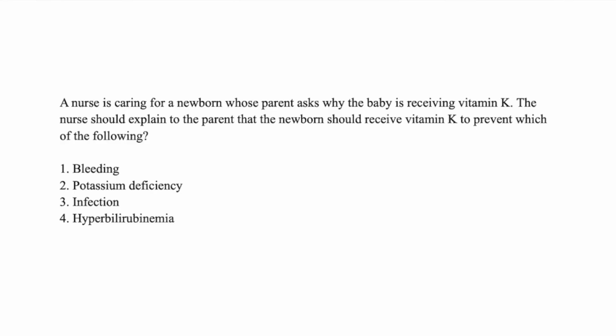Number 6, a nurse is caring for a newborn whose parents ask why the baby is receiving vitamin K. The nurse should explain to the parent that the newborn should receive vitamin K to prevent which of the following? 1, bleeding. 2, potassium deficiency. 3, infection. Or 4, hyperbilirubinemia. Here the answer is number 1, bleeding.